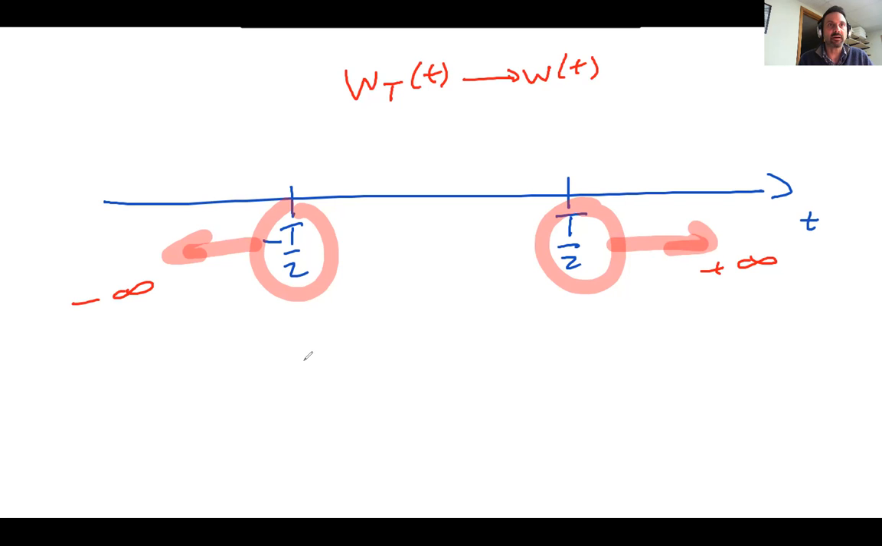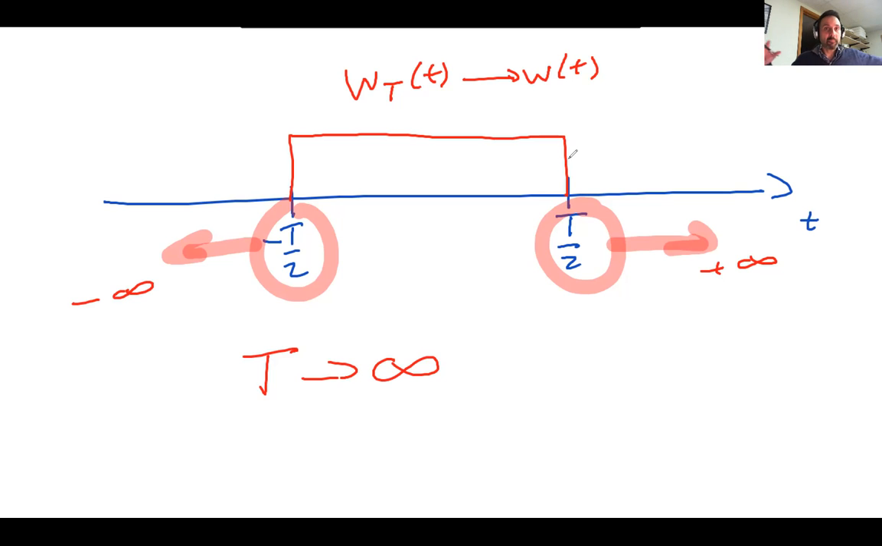So this idea of making t go to infinity, what I'm trying to do is essentially create a finite time window that eventually spans the entire time axis, right? Sounds crazy, but mathematically it's sound. So that is what the power spectral density is, right?